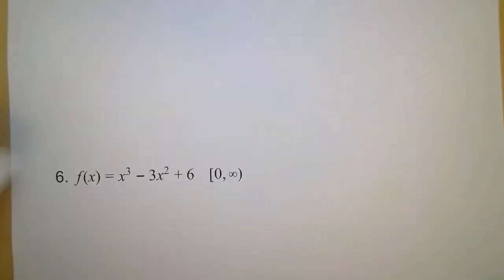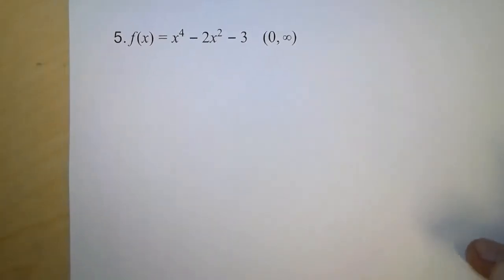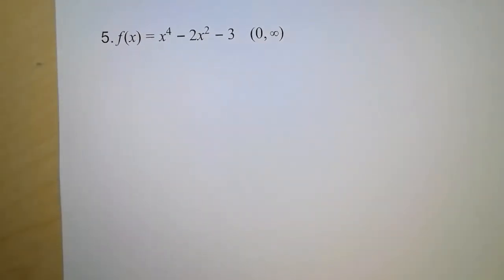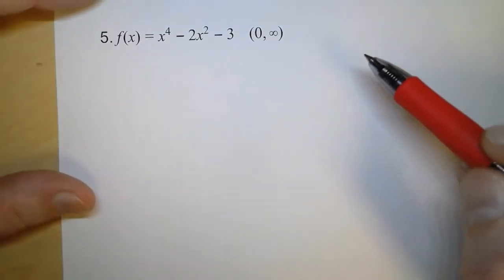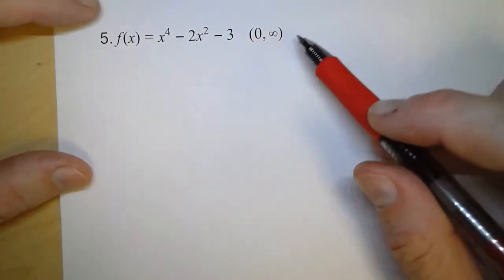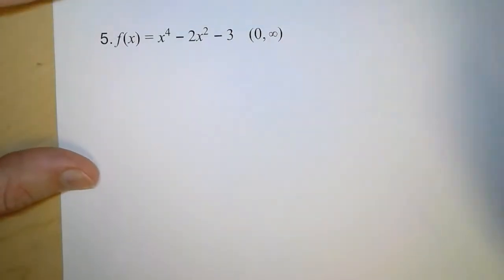All right. Now the next two are kind of cheats because they're actually open intervals. And so when we talk about endpoints, there's no point in talking about any endpoints here because we don't include either 0 or infinity here. So all we can do here is find out what critical points are there.